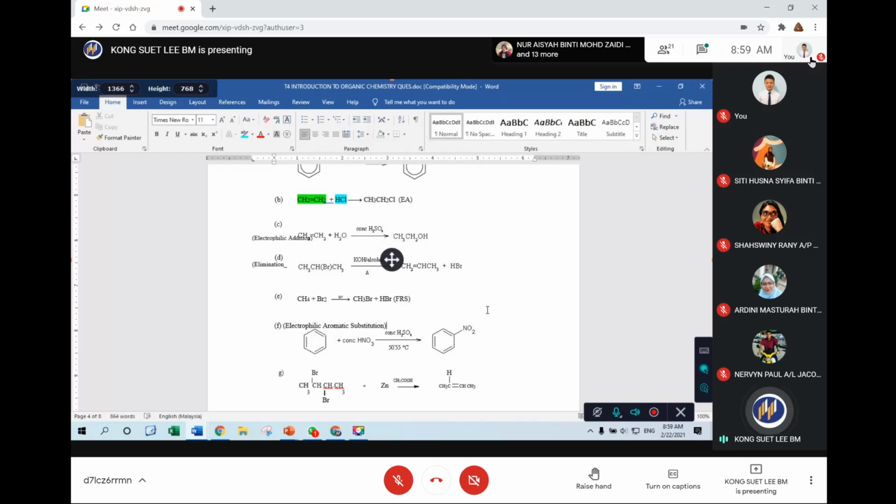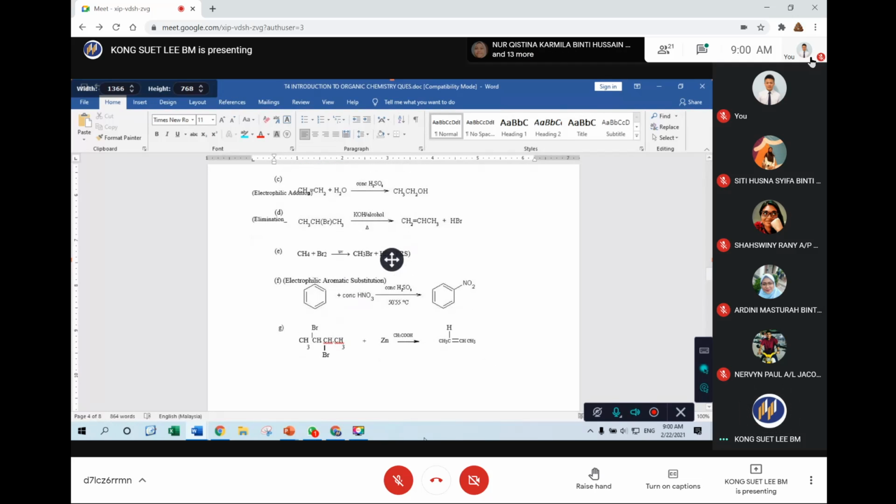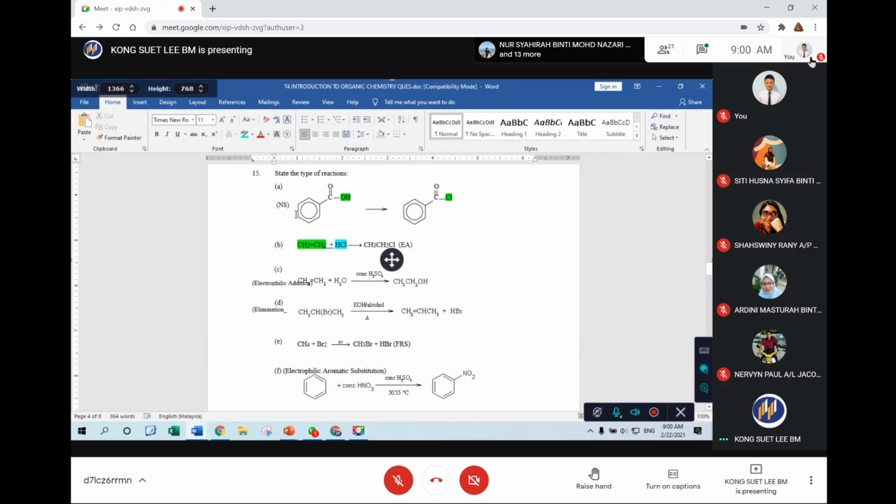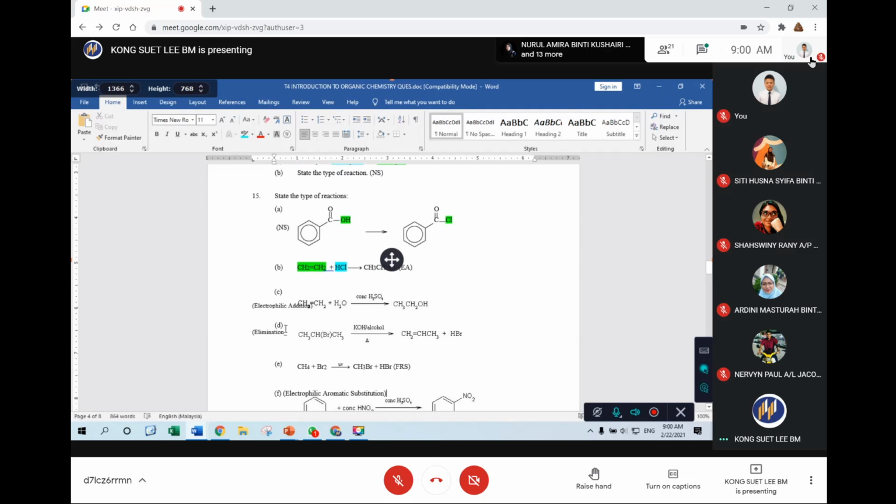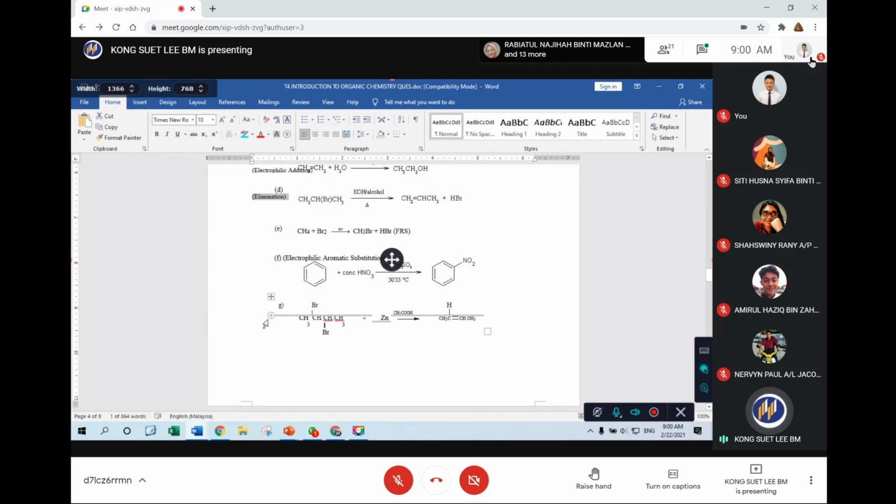Mesti ada perkataan electrophilic, mesti ada perkataan aromatic, and then substitution. Okay. G. Okay, G, single becomes double. What's the answer? Elimination. Yes, elimination. So G is elimination. Okay, so I think there should be no problem for you to identify the type of reaction.